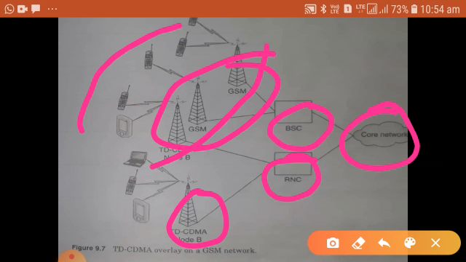So up to this we finish TD-CDMA, the last important topic of TD-CDMA. With this we can conclude our unit number 3. Thank you.